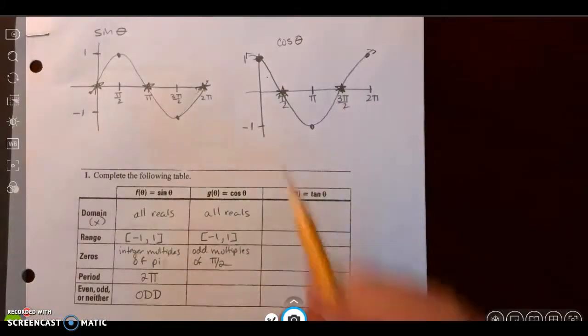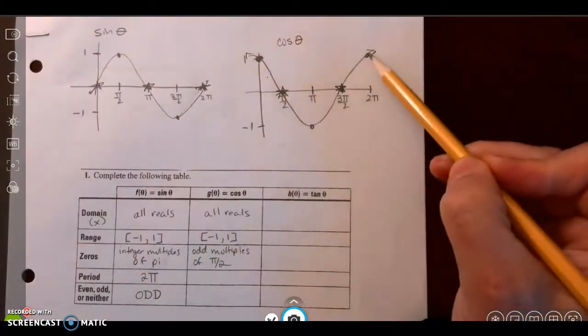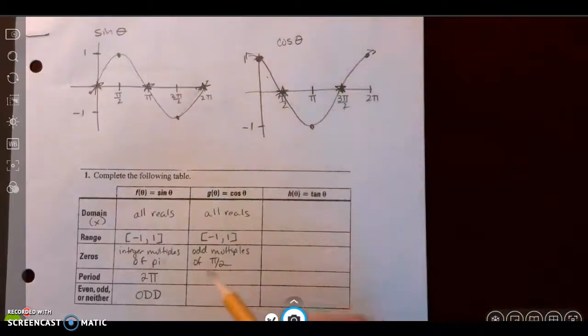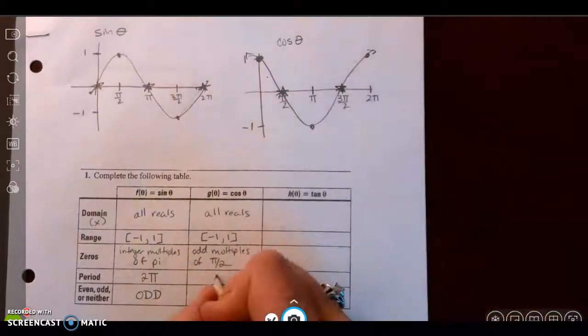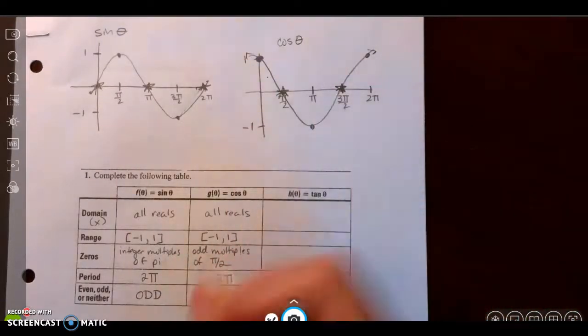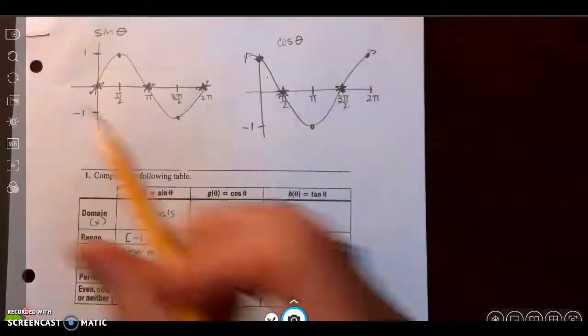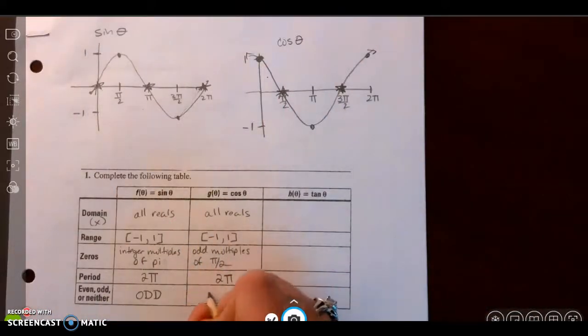Period, it takes one full rotation on the unit circle, which is 2 pi, in order to do a full cosine curve. And this one, if we reflected it over the y-axis, would be symmetric, so this one is even.